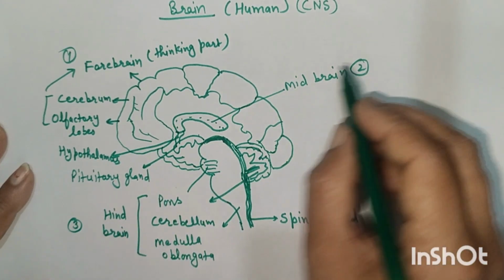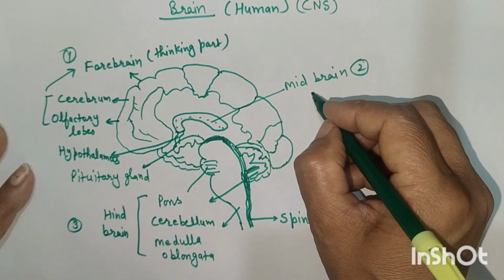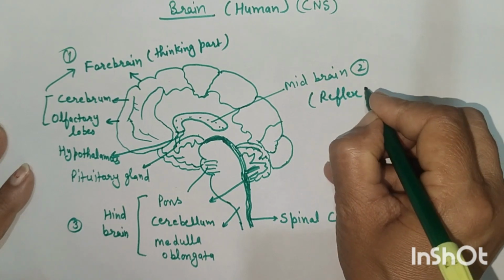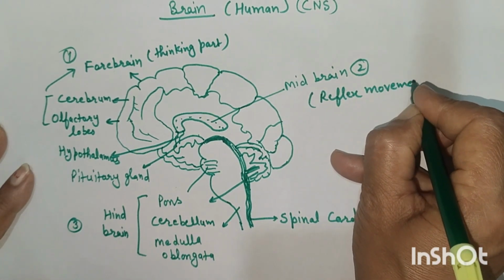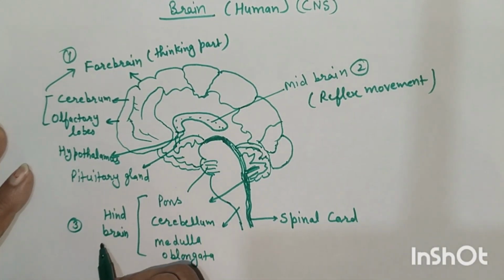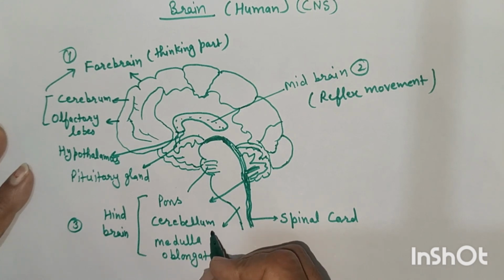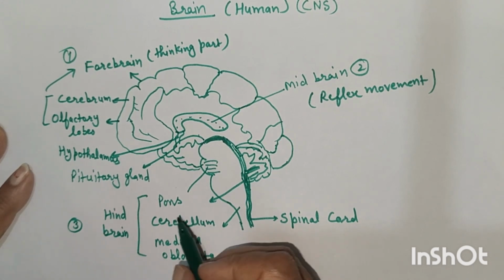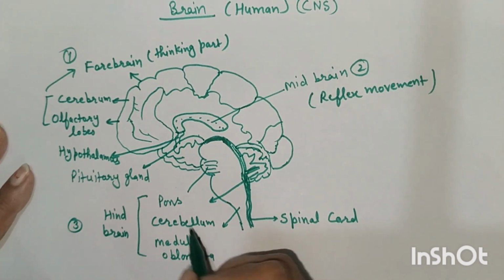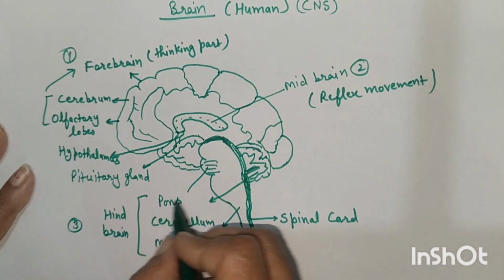Now the midbrain. Midbrain connects the forebrain and the hindbrain, and it controls reflex movement. Now the third part is the hindbrain. It consists of the pons, cerebellum and medulla oblongata. Pons regulates respiration.